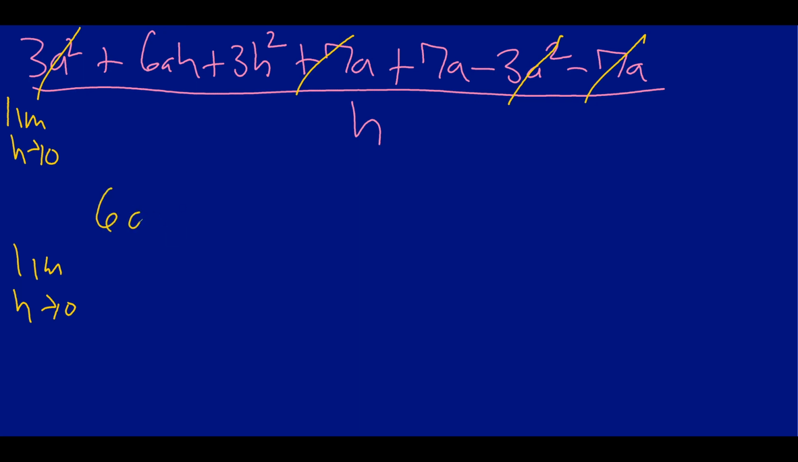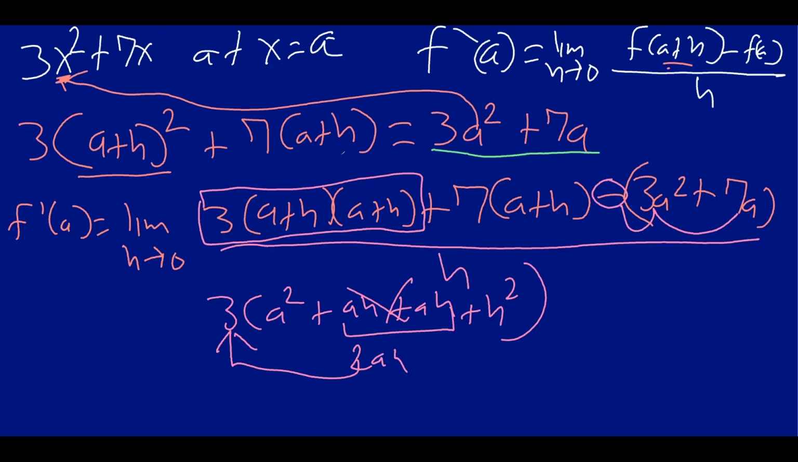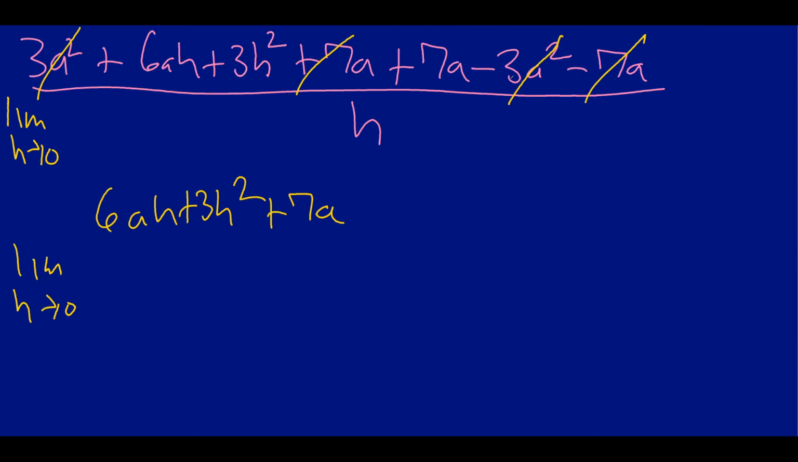6ah plus 3h squared plus 7h. Did I make a mistake there? Oh, wait. 7a plus 7h. Okay. Oh, the negative. Okay, I see what I did. Did I put 7a twice? Oh, I think that's what I did. I think it should only be one 7a.